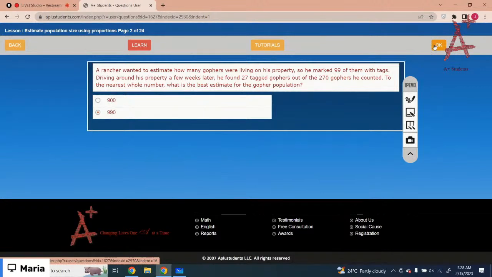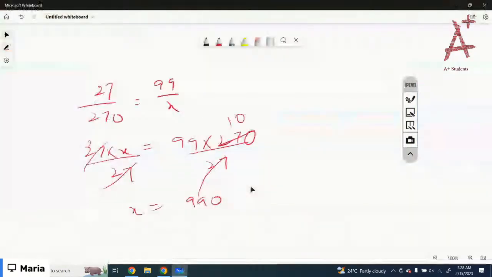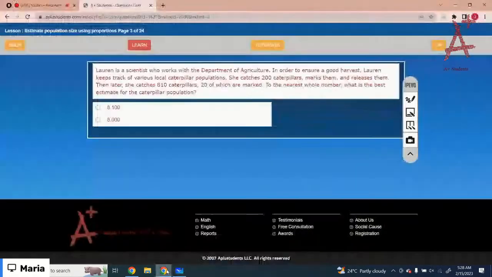Okay, let's just move on to the next one. Lauren is a scientist who works with the Department of Agriculture. In order to ensure a good harvest, Lauren keeps track of various local caterpillar populations. He catches 200 caterpillars, marks them, and releases them. Then later he catches 810 caterpillars, 20 of which are marked.